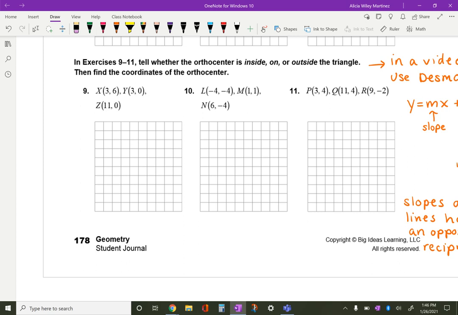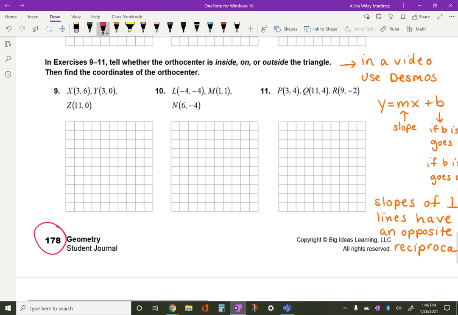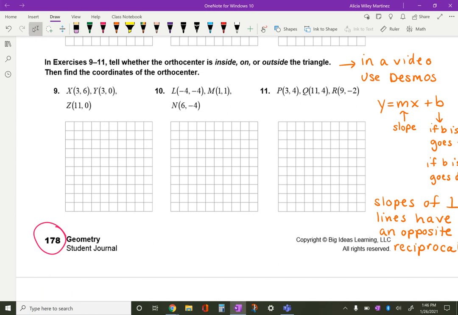Hello, Geometry. Today I'm going to talk about examples numbers 9, 10, 11 in your student journal on page 178. In these exercises, they tell you that you're dealing with an orthocenter, which remember is the intersection of three altitudes of a triangle. An orthocenter can land inside, on, or outside the triangle.